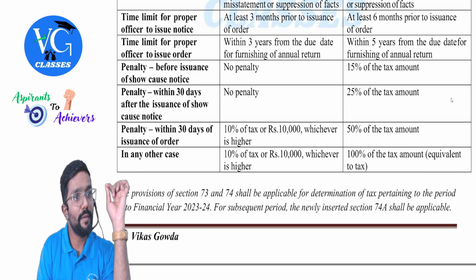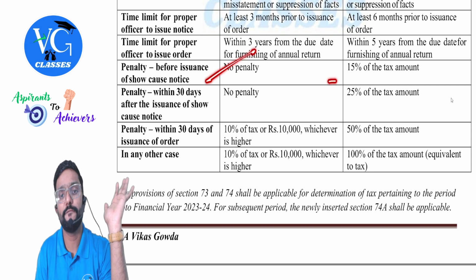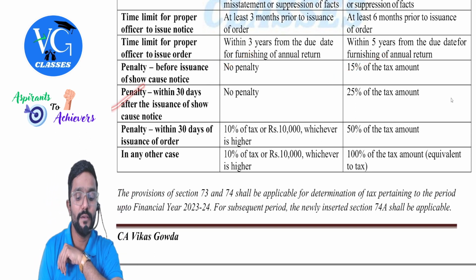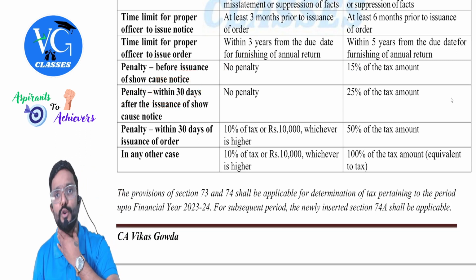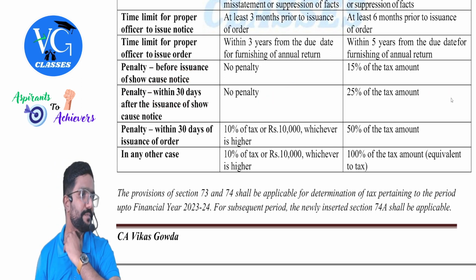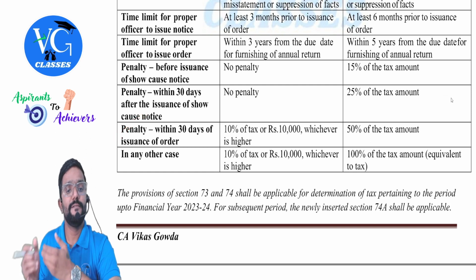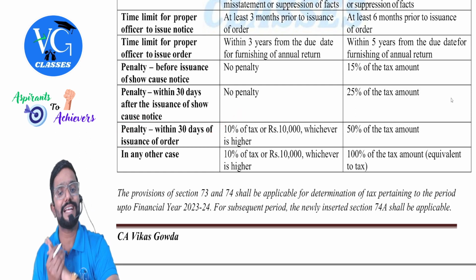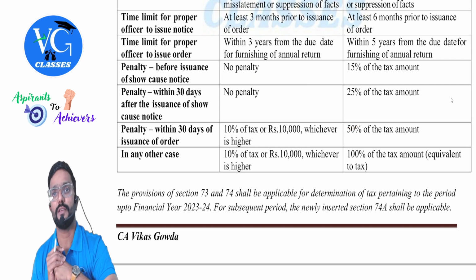Sir, amount is paid before the notice. No penalty here, but here 15% of tax amount. Next, amount is paid within 30 days of issuing show cause notice. No penalty here, 25% of the tax amount there. Next, sir, amount is paid within 30 days of the order. Here, the penalty is 10% of the tax or 10,000, whichever is higher. Whereas here, 50% of the tax amount.